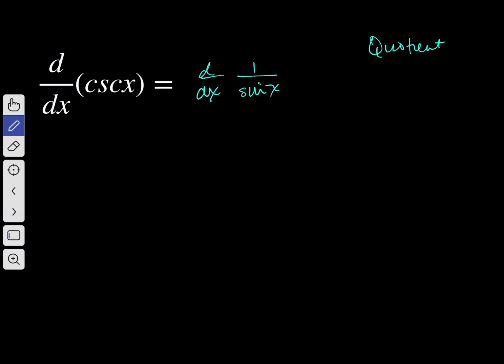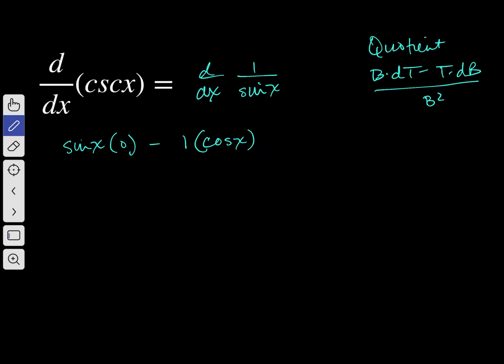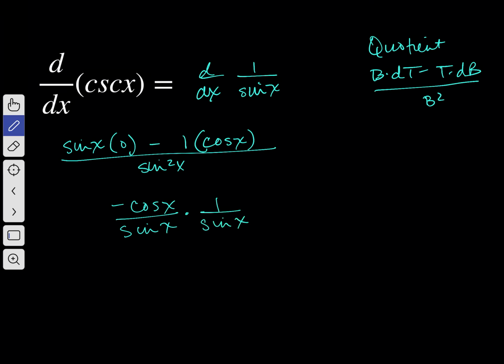Quotient rule: bottom derivative of the top minus top derivative of the bottom, over bottom squared. So we have bottom derivative of the top minus the top derivative of the bottom over the bottom squared. And let's see, negative cosine x over sine x times 1 over sine x. I went ahead and just separated in this step. This is going to give us, of course, that the derivative of cosecant x is negative cotangent x times cosecant x.